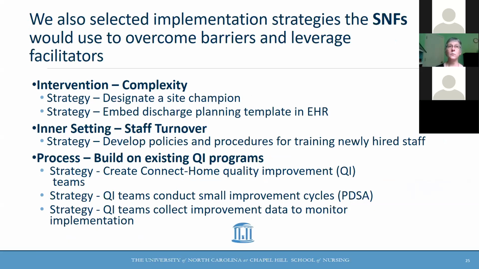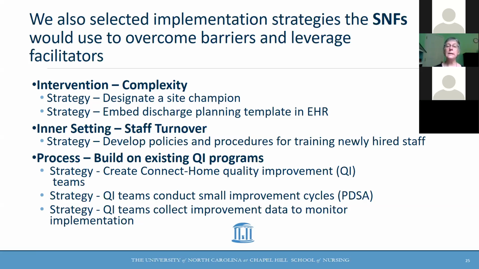In addition to that, we identified implementation strategies that we asked staff in the skilled nursing facility to do. So, in order to address the complexity of the intervention, we asked the skilled nursing homes to designate a site champion who would cheer on and support and oversee implementation. We also asked the SNFs to embed the discharge planning template in their electronic health records. To address staff turnover, we asked them to develop policies and procedures for training staff that were hired after the in-person training that we did on site.